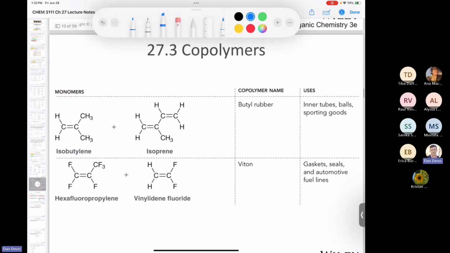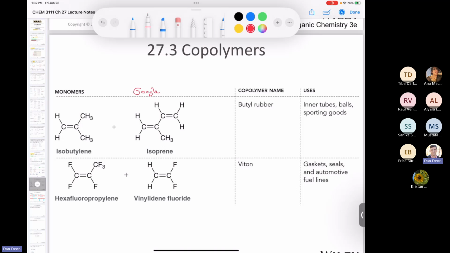What else? Butyl rubber. I brought that up earlier on when we talked about isobutylene. So polyisobutylene is found in caulking and sealants. But if you take isobutylene and mix it with isoprene, and isoprene is actually a pretty neat compound, which we don't talk about in this class. But if you want to Google isoprene in your own spare time, it's a pretty interesting compound. It's a building block of a lot of biological molecules. But anyhow, you mix those together, you get butyl rubber, and that's found in all kinds of tubes and balls, things like sporting goods.